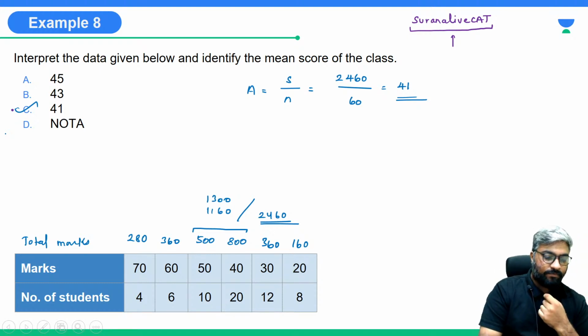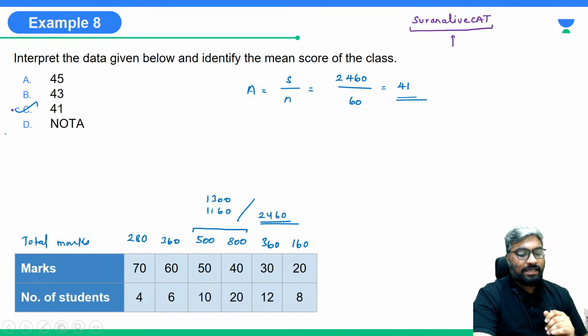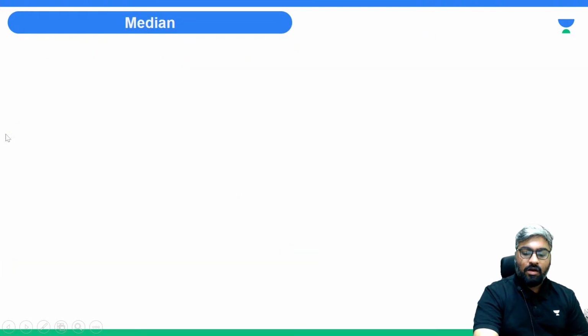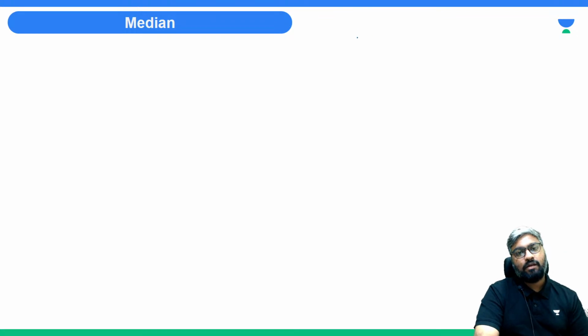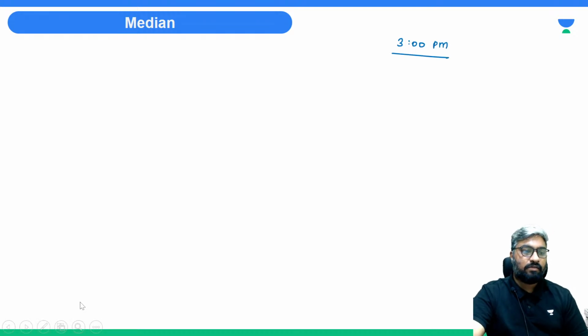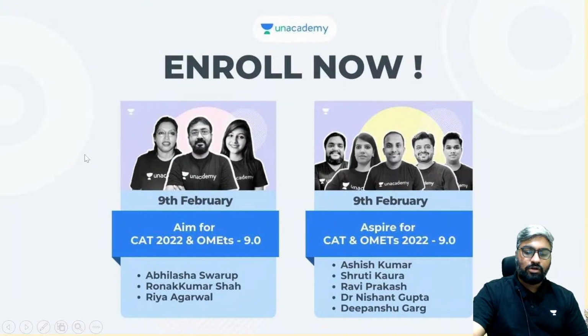Right, Keshav. Super. Karan, see, currently we are doing quant. We are focusing on finishing quant as soon as possible. Once that is over, then we will do DI. Okay, the remaining we will be looking at median, mode and other concepts of averages tomorrow. Yes, tomorrow at same time 3 p.m. we'll be doing all of these concepts. We've done arithmetic mean, median and mode we'll do tomorrow.